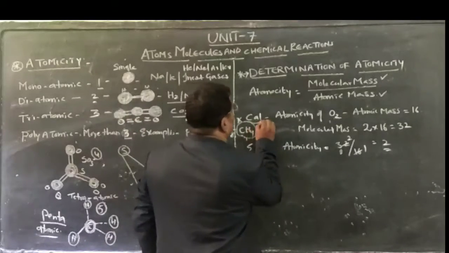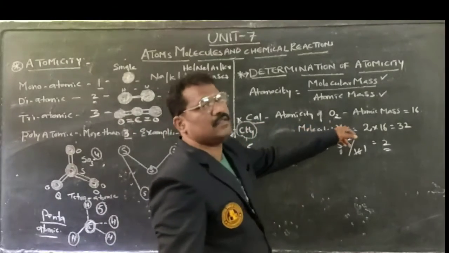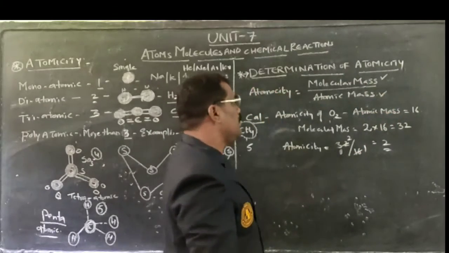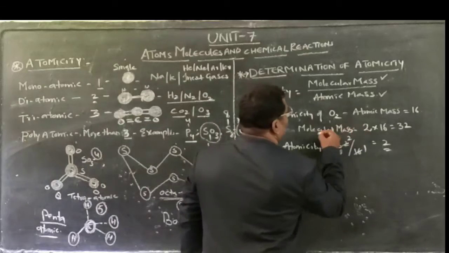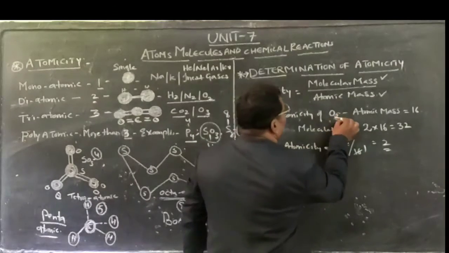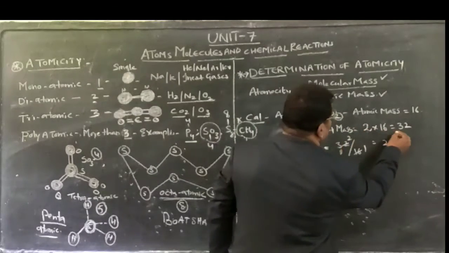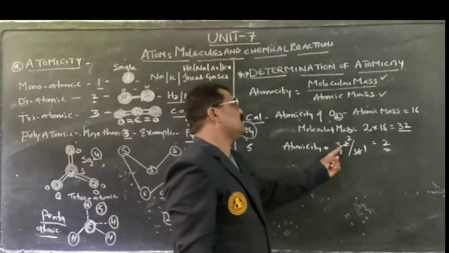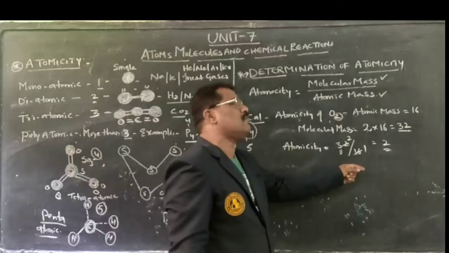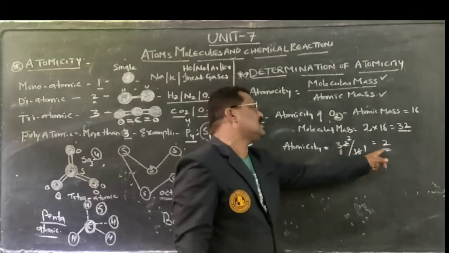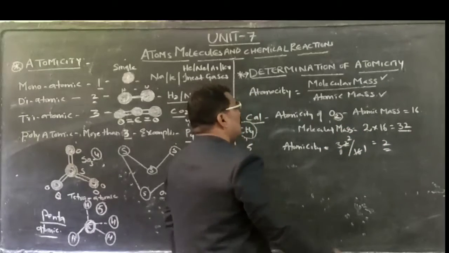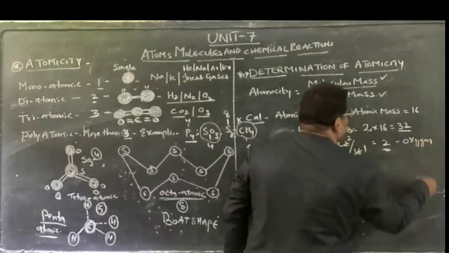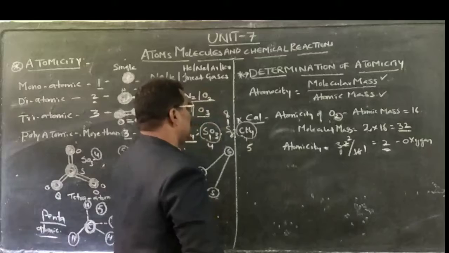Now I am taking an example. Calculate the atomicity of oxygen. Oxygen atomic mass is equal to 16. But how do we calculate the molecular mass? How many atoms are there? 2 into 16, that is 32, the molecular mass. Therefore, atomicity is equal to molecular mass by atomic mass. Therefore, 32 by 16: 16 ones are 16, 16 twos are 32. Therefore, the atomicity of oxygen is 2. In that particular way, we can calculate it.